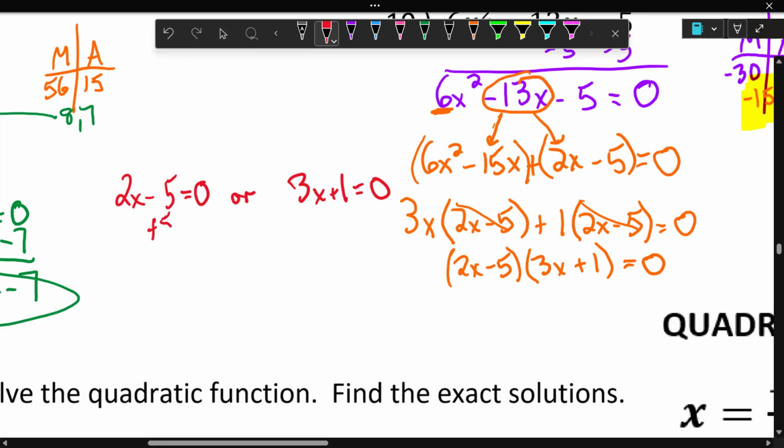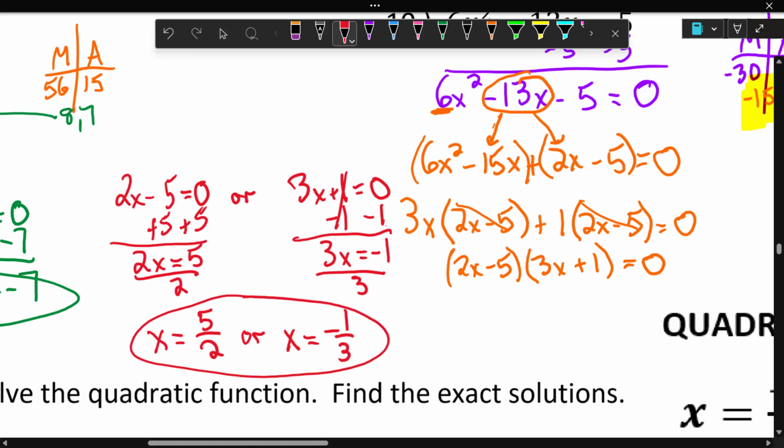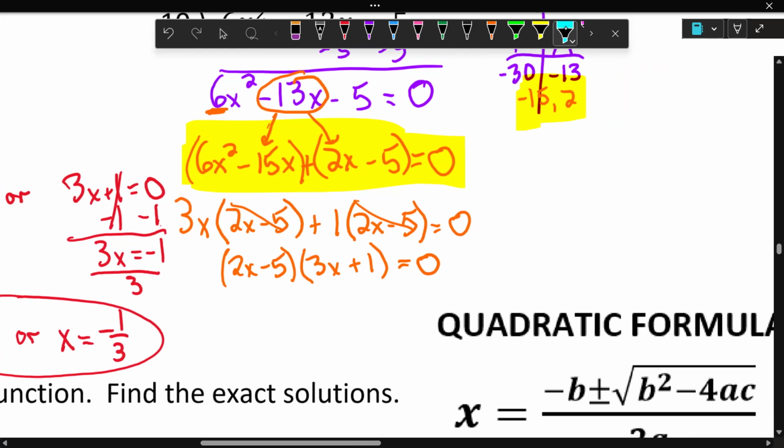So we got a little bit more work to do to solve this. Add 5, and then we have to divide by 2. So x equals 5 over 2, or 2.5, however you want to write it. We do the same thing with the other equation, subtract 1. We get 3x equals negative 1. Divide by 3, and x equals negative 1/3. And those are our two solutions there. So we had to do a little bit more work, aka this step, because we had a coefficient that wasn't 1 in front of the x squared. So that's how we can factor and use a zero product property.